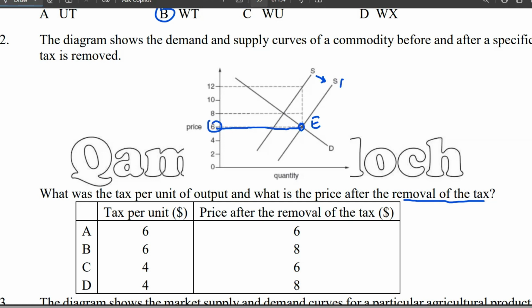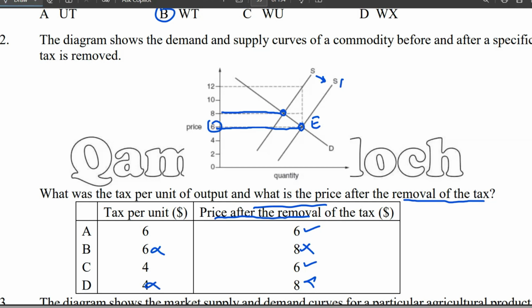The examiner is asking about the price after removal of tax. When there was imposition of tax, the price was at this point, $8. After removal of tax, the new price is $6. So you can pick these two values and cross out the other options.